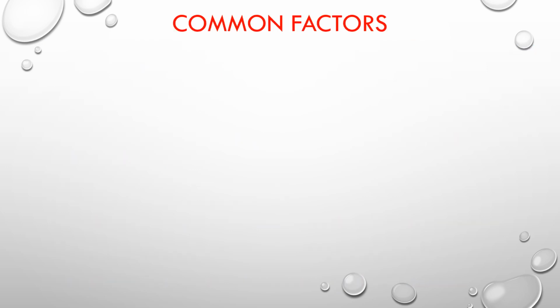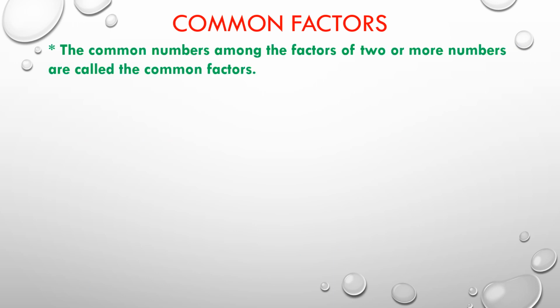Common factors. The common numbers among the factors of two or more numbers are called the common factors. As we have common multiples, now we have common factors. What are common factors? When I have two or more numbers and I find out the factors of these numbers, and if I find any factor which is common in both, we call it a common factor. Okay, for example, first we are going to find out the factors of 12.